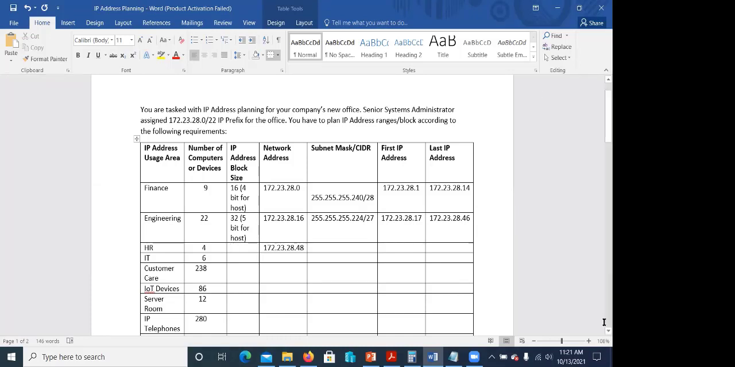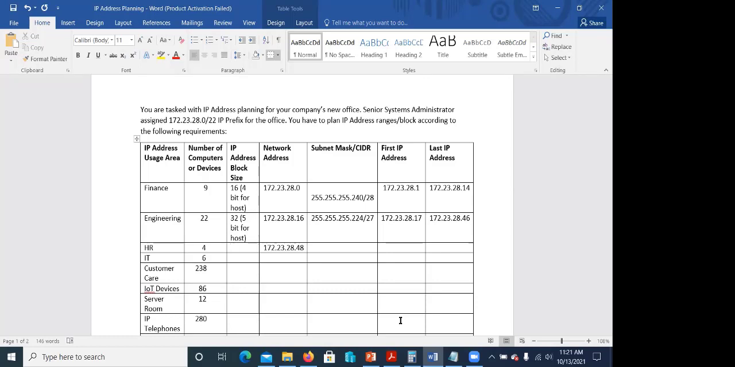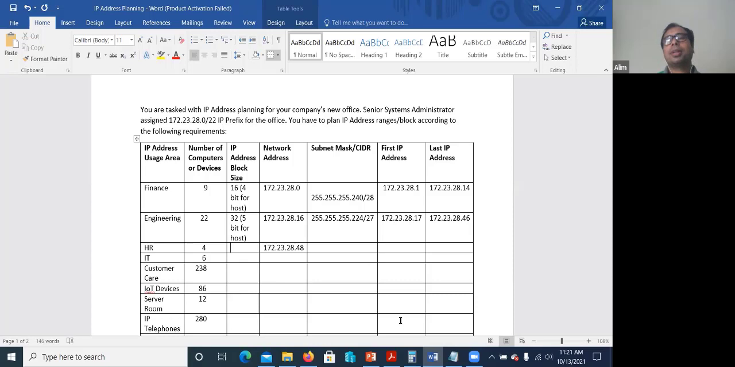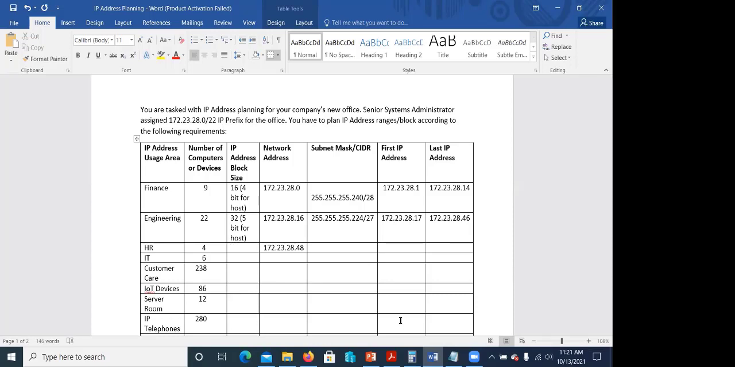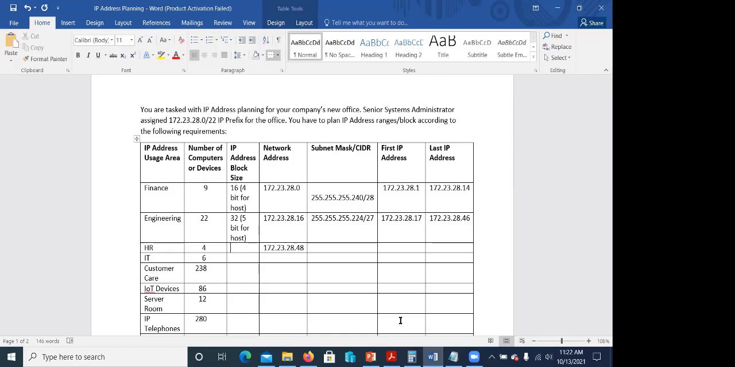Should be 2 to the power of 4? 2 to the power of 2 would be 4. What will be the value? 2 to the power of 2, 2 bits for the host. No, you are wrong. Our block size will be 2 to the power of 2, which is 4. Our subnet mask will be 252. It is very important: 2 to the power of 2 because we only have 4 devices. So for 4 devices we will use the block size of 4.